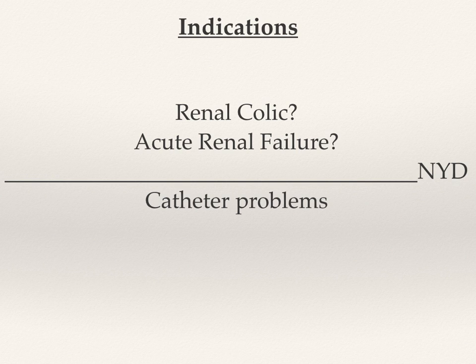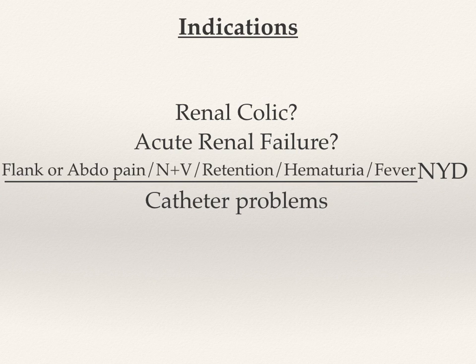Okay, so the reason that we're going to be thinking of doing a renal or urinary scan is for these main questions. Do I think this patient has renal colic? Are they in a new renal failure that I don't know the etiology of? Do I think that there's a catheter problem? I can't get it in, or now that it's in, I can't get it to actually flush well. And then that NYD, and that tends to be the catch-all bag, whether it's flank or abdominal pain, vomiting, retention, hematuria, fever.